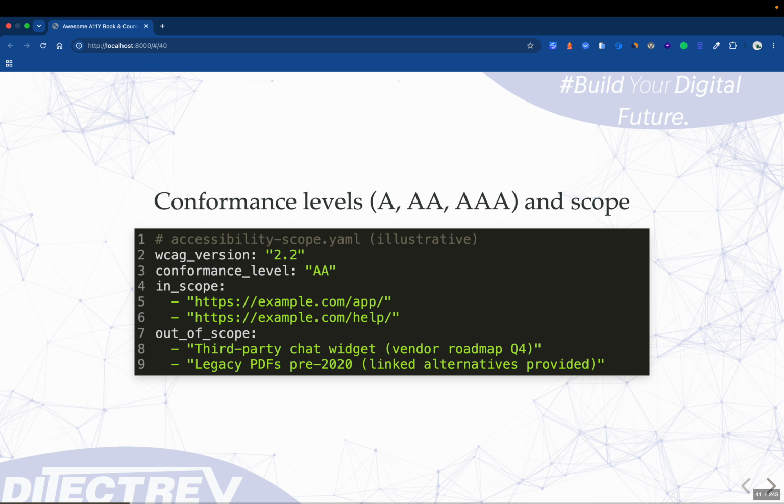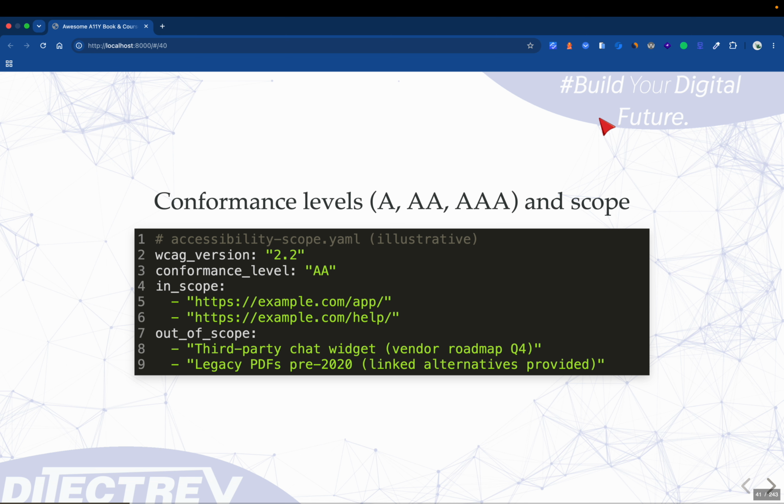WCAG defines three conformance levels: A, AA, and AAA, as I already mentioned briefly in one of the first recordings. They are cumulative, so for example, level AA includes all level A criteria, and level AAA includes all of AA criteria, and therefore also single A.